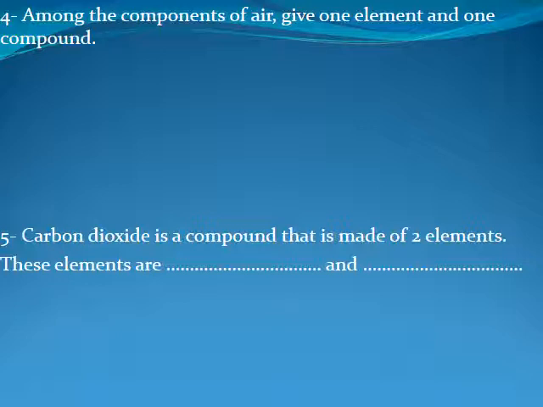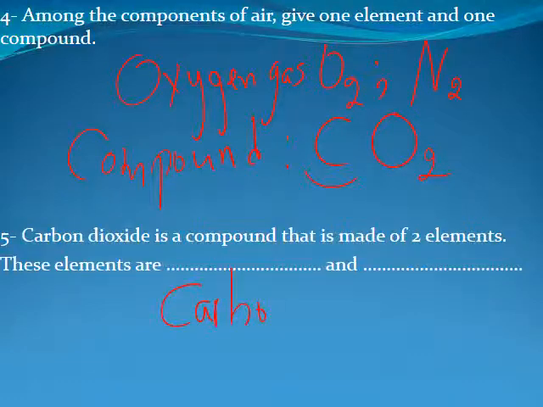You can have many elements and many compounds. One of these elements you can say oxygen gas, it's an element, O2. You can say nitrogen gas, N2. For example, compounds, you can have many compounds. One of these compounds is CO2. Carbon dioxide is a compound made up of two elements. The first one is carbon and the second one is oxygen, so it's CO2.